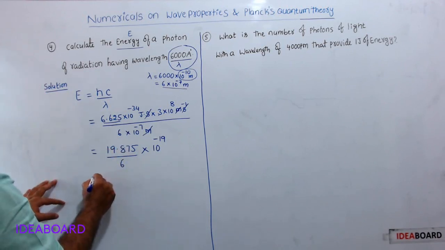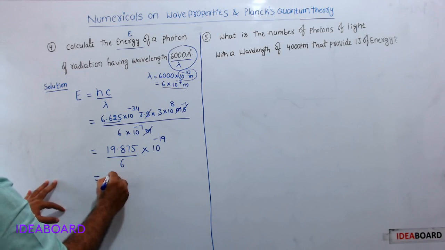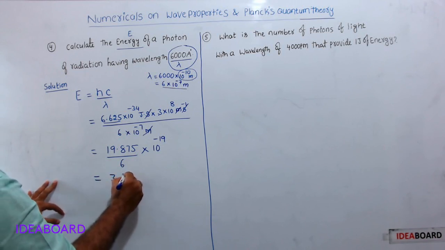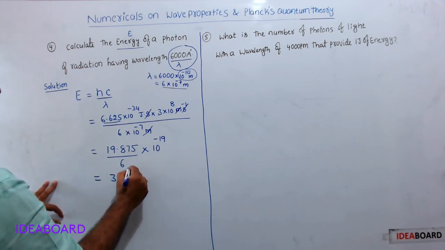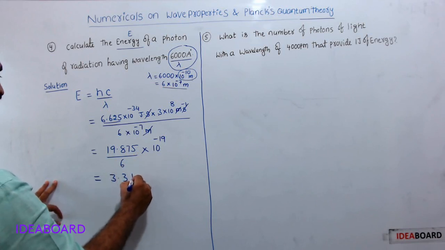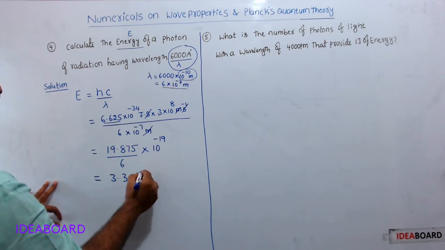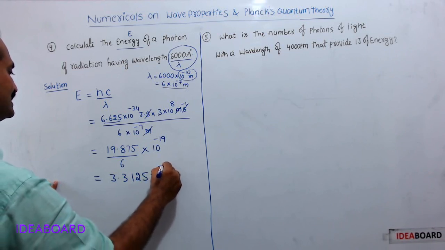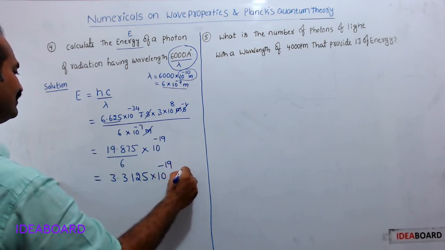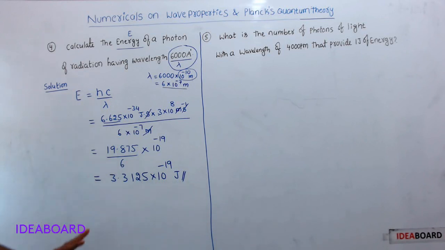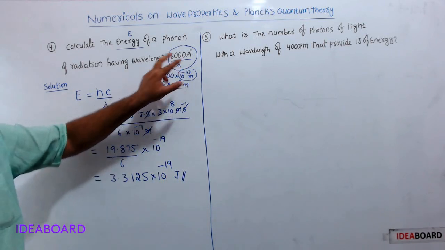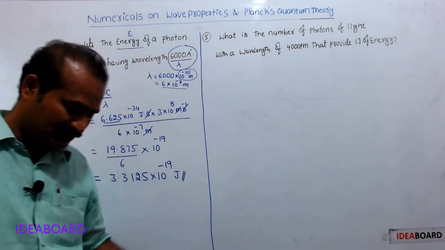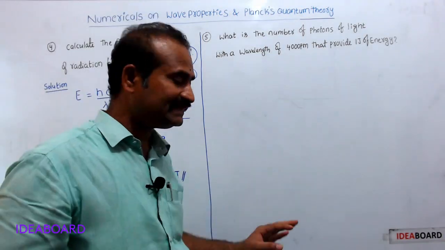Now this you will get 6.3 × 10^-19, 6.3 joules... 6.2 joules, okay, 12, 6.5. Therefore, × 10 power minus 19 joules. Therefore this is the energy corresponding to 6000 angstroms. Okay, now come to the next problem.